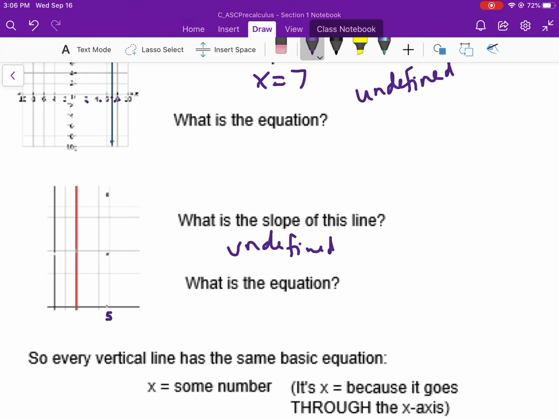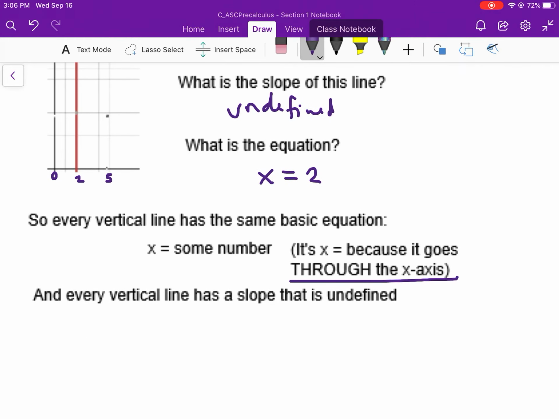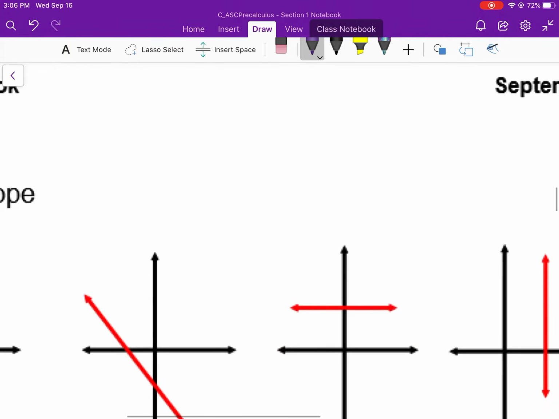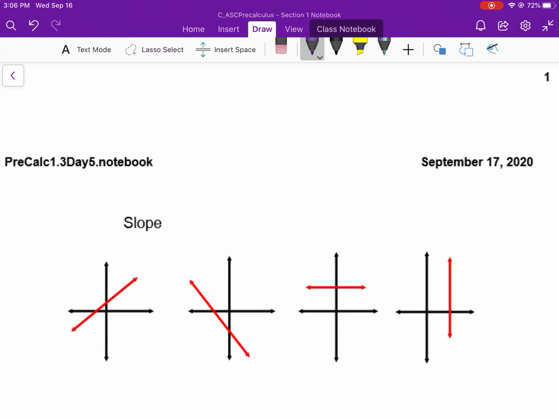And this one doesn't even have any numbers on it. I think this is supposed to be a 5. And this is supposed to be 0. And so I think it's 2. So this is going to be x equals 2. It goes through the x-axis, and it's always undefined. Okay, so those are horizontal and vertical. Make sure you can recognize those.